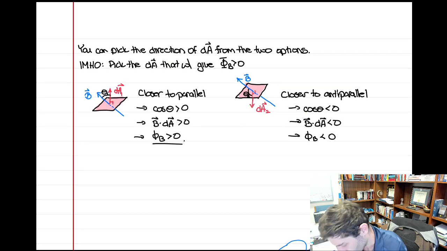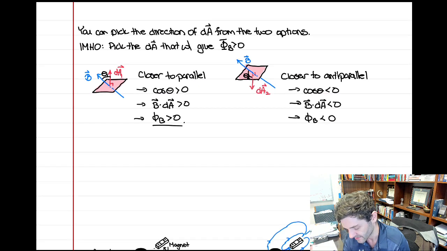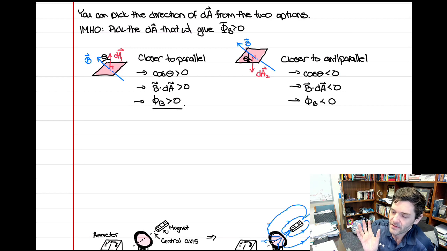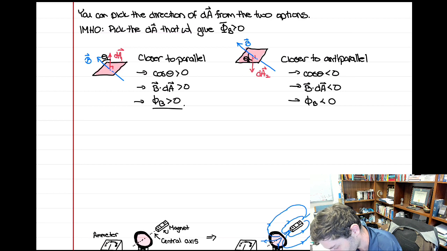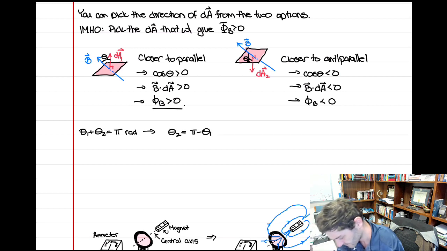Now, if I say you're allowed to choose which of these you want to have the normal vector, but the flux is changing, one's positive, one's negative, right? It should make sense that the magnitude should not be any different between the two. So really, the only difference should be a minus sign. And this is not too hard to prove. So again, if theta 1 plus theta 2 equals pi radians, then that implies that theta 2 equals pi minus theta 1.